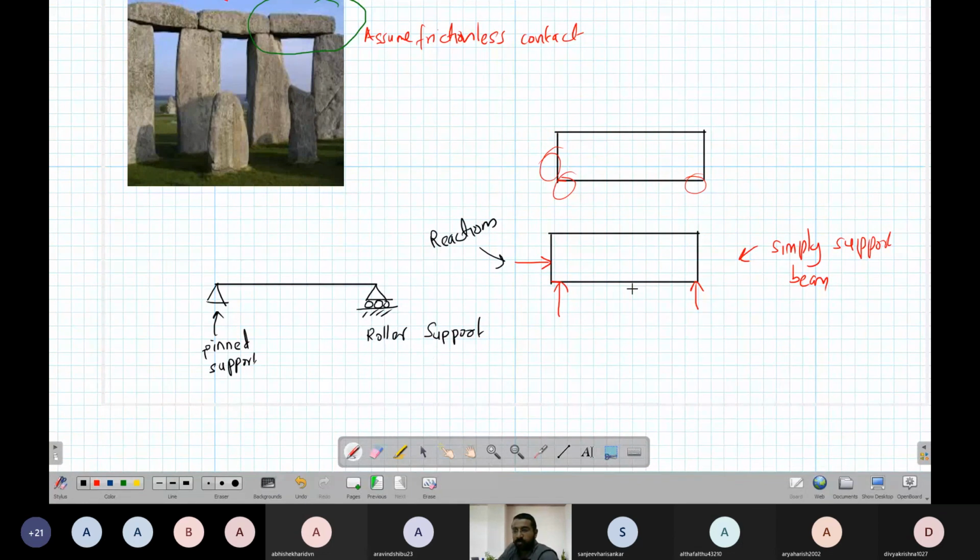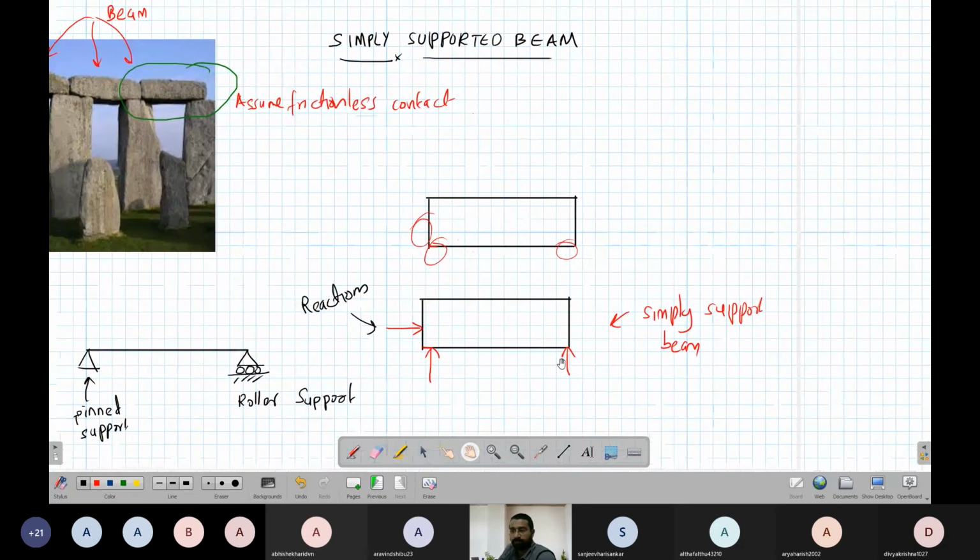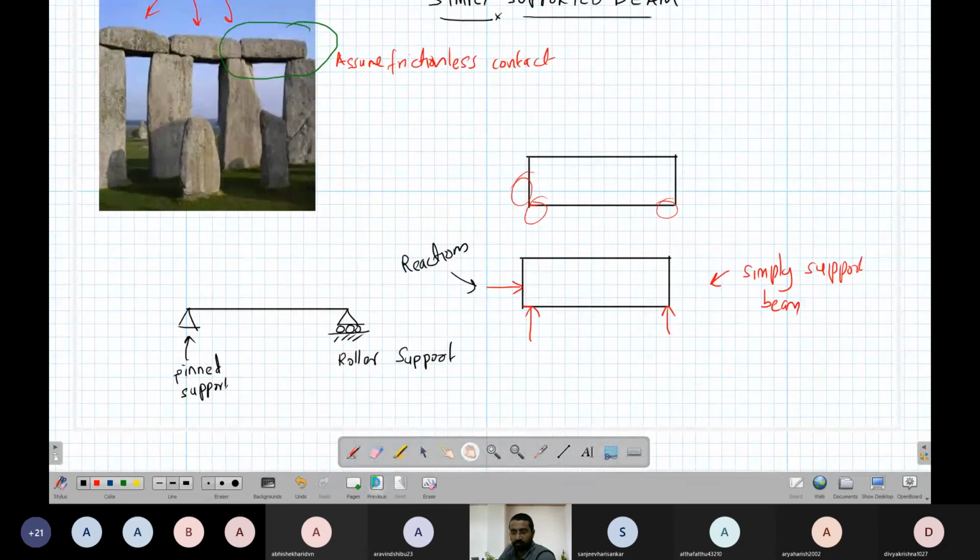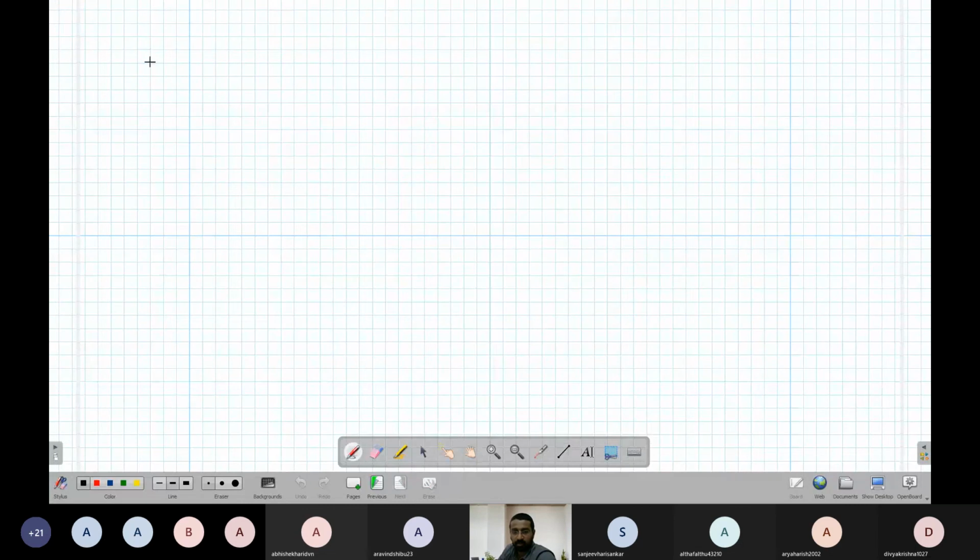So, when we say pinned support, now I'll talk about supports. Pinned support is this. It can give two reactions, one vertical reaction and one horizontal reaction, so two reactions.